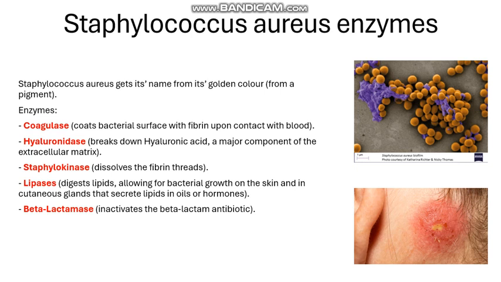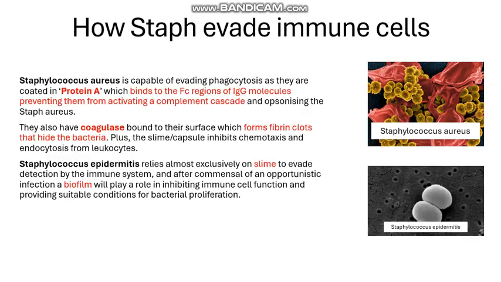Staphylococcus produces a few enzymes that are important for its function. So it's able to produce coagulase, which coats bacterial surfaces with fibrin upon contact with the blood. So we can see that in this image here. It's causing the blood to clot. These little red cells in between the golden spherical cells.